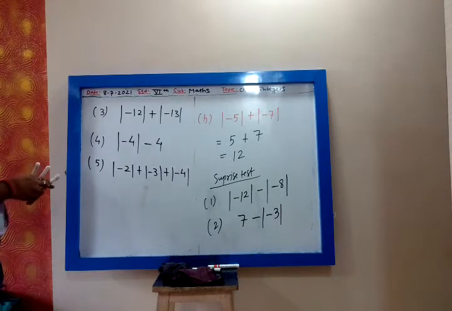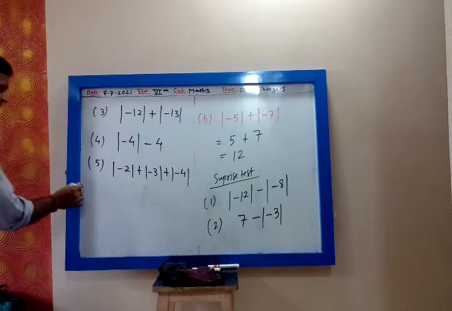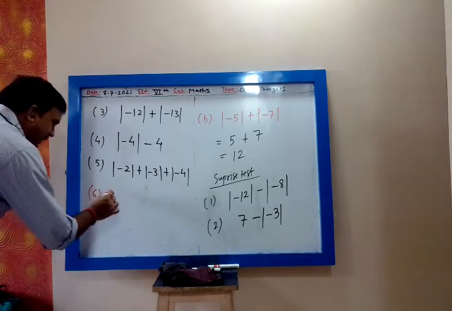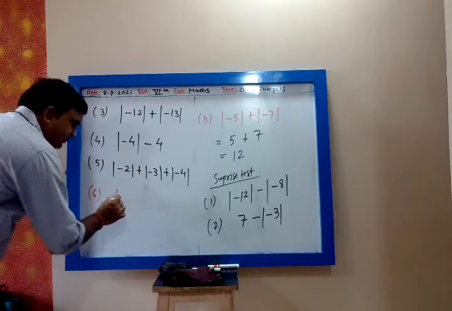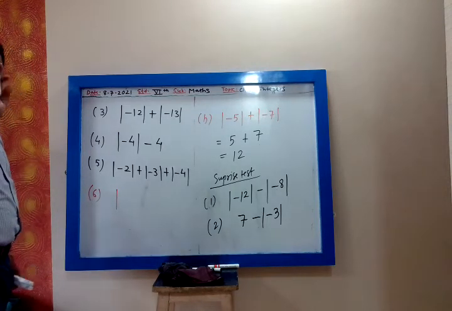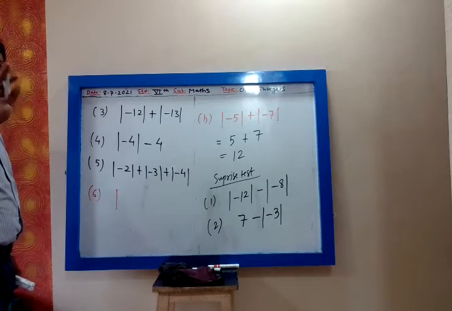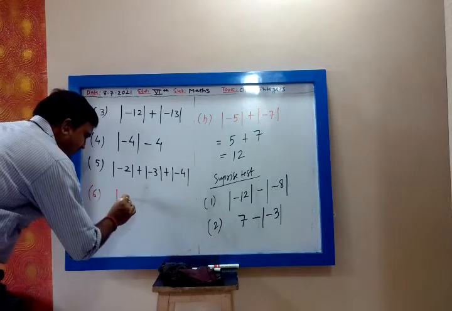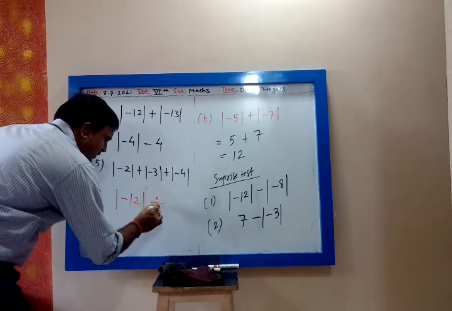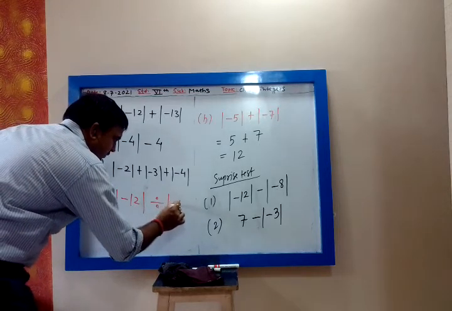Then one more. One more question I am giving. Absolute value of minus 12 divided by absolute value of minus 4.